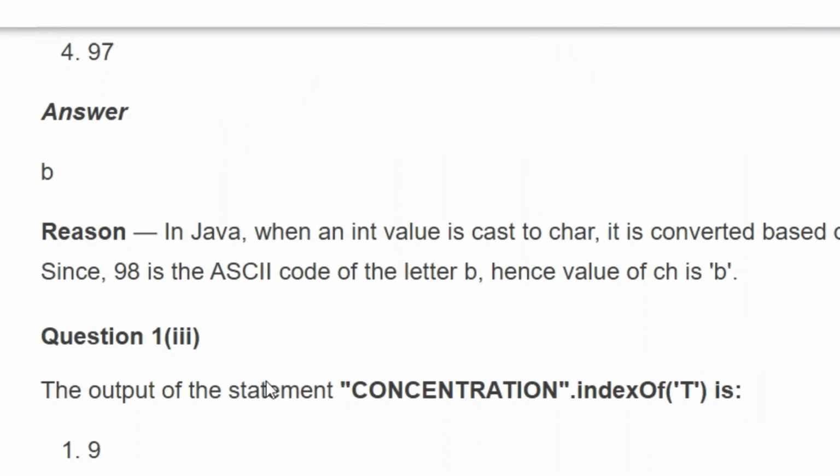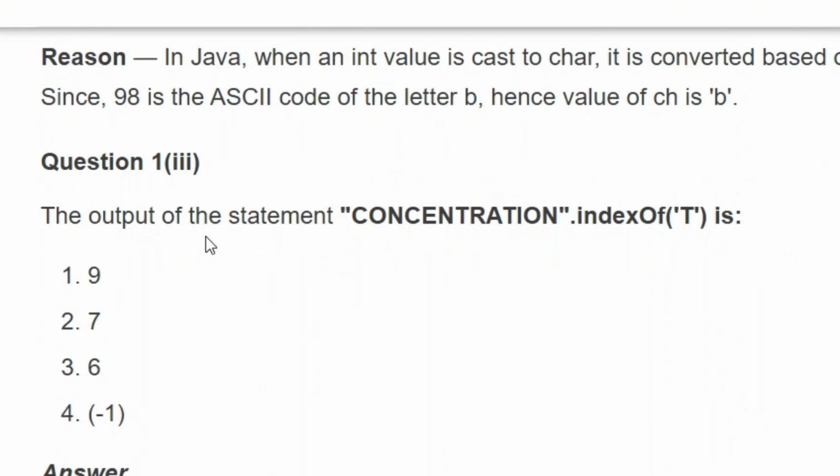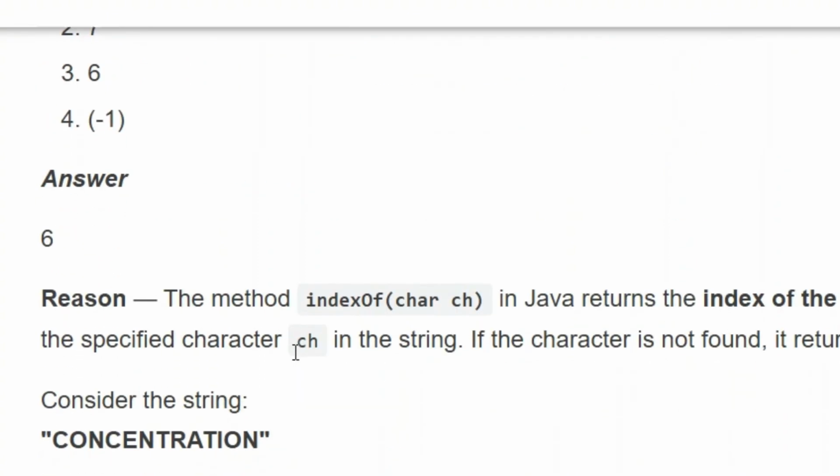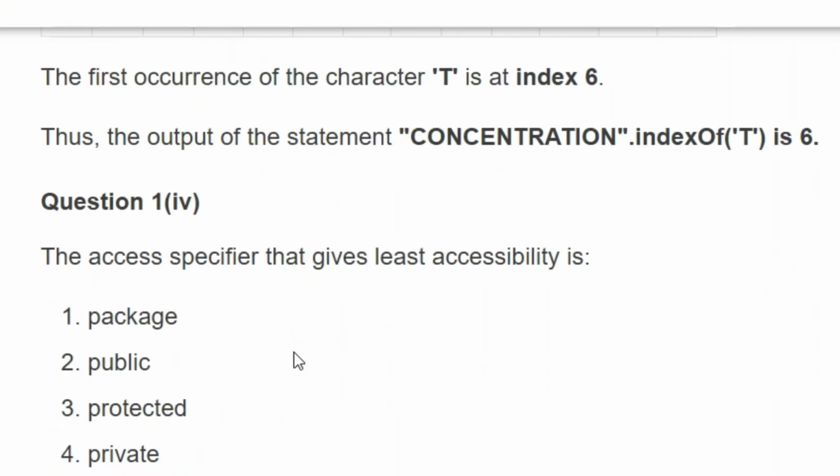Question 3. What is the output of the statement concentration dot indexOf T? Answer. 0, 1, 2, 3, 4, 5, 6. The index of T is 6. Correct answer. Option 3, 6.